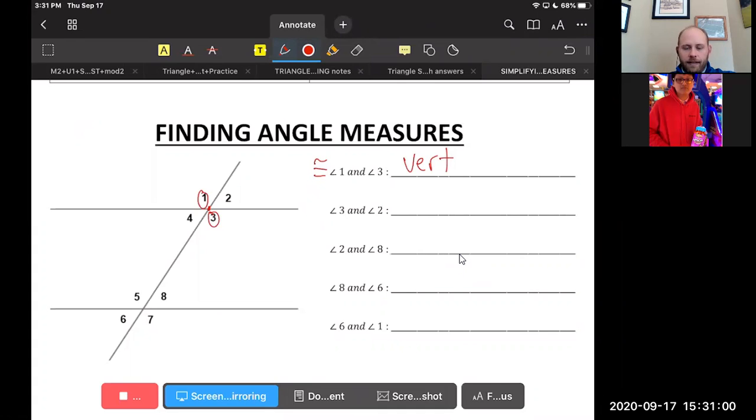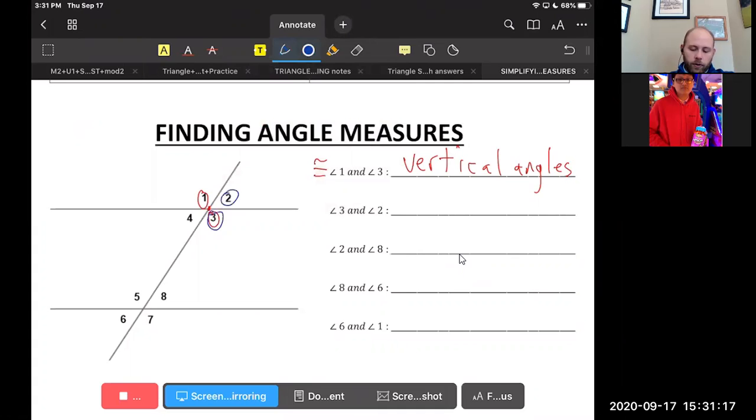All right. Okay. This is vertical angles. You guys need to know this. The vertical angles are opposite each other. They are congruent. Okay. Next one.